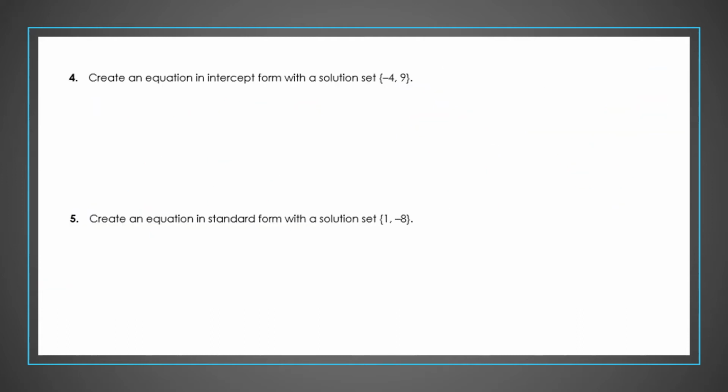So in questions 4 and 5, we're essentially doing the opposite of what we just did in questions 1 through 3. Here we are given the solutions, or the roots, the zeros, the x-intercepts, and we are creating the equation. So in number 4, it says create an equation in intercept form with a solution set of -4, 9. Don't confuse -4, 9 as a point. What that really means is that x is equal to -4 and x is equal to +9.